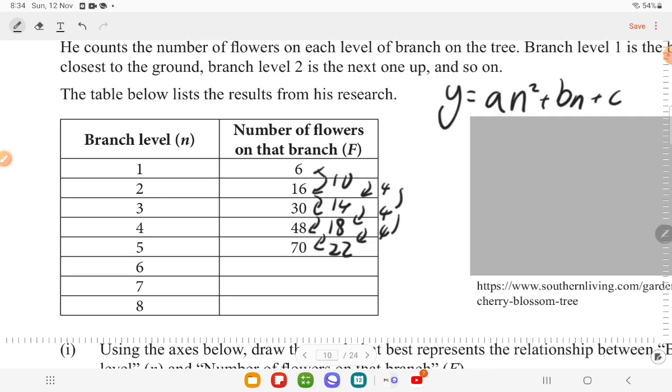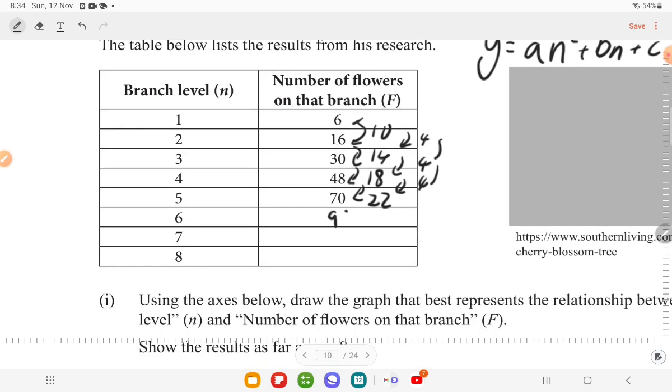But yeah, let's complete this here. The next difference will be plus 26. Then the next will be plus 30. So 126 plus 34, which will be 160.